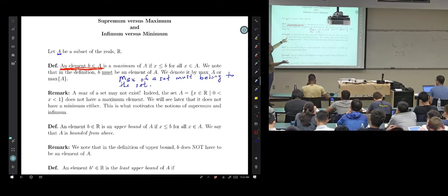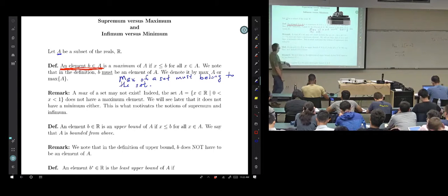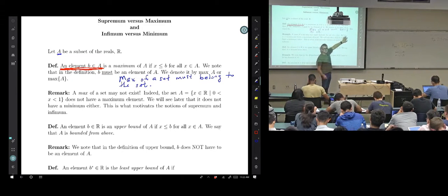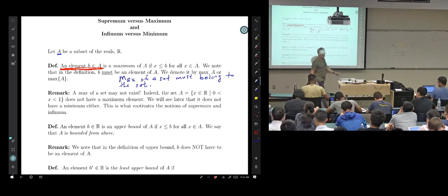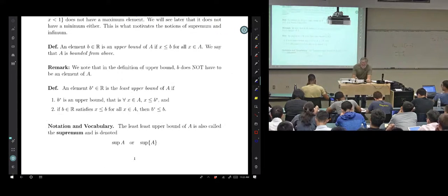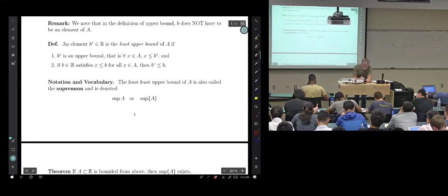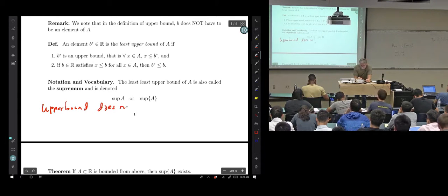The smallest upper bound. So the upper bound does not have to be an element of the set. It's any element of R. And so upper bounds, there's a whole infinite number of them, and you take the smallest of those, and that's called a supremum. So, an upper bound does not have to belong to the set.